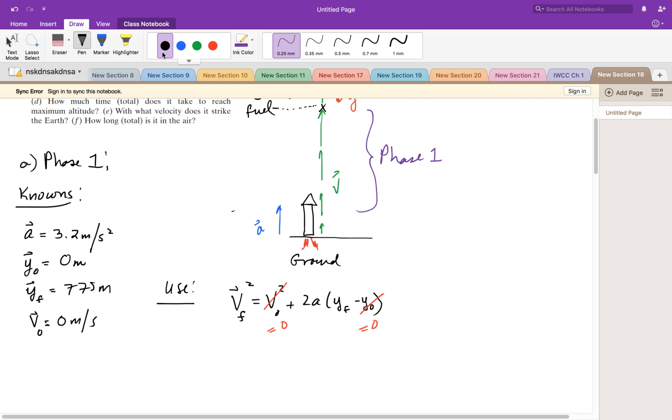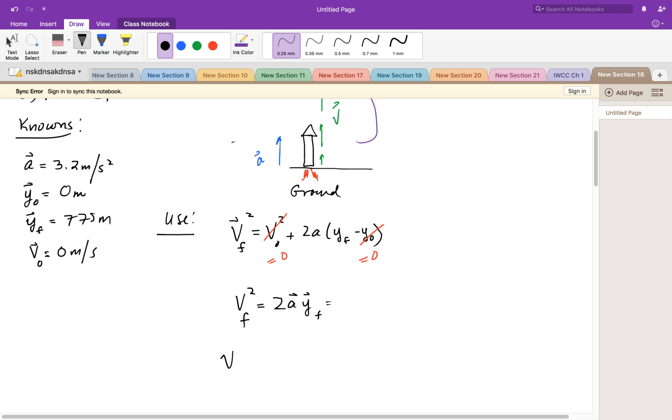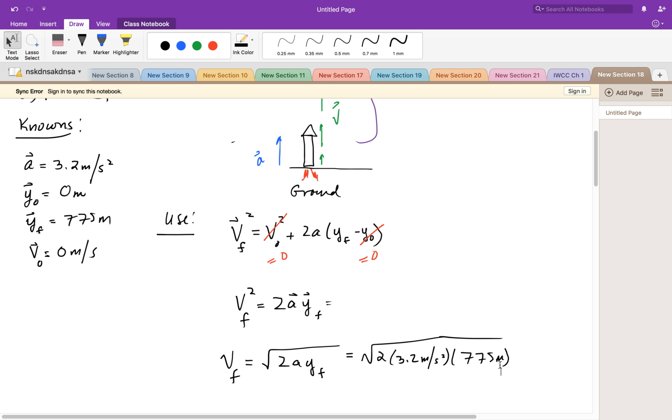And so we get this expression here, that v final squared is just equal to 2a y final. And we know y final, and we know all these numbers. So I can just take the square root of this. v final is going to be the square root of 2a y final. And so that's going to be the square root of 2 times 3.2 meters per second squared times our y final of 775 meters. And that's obviously something that you would want to put into the calculator.